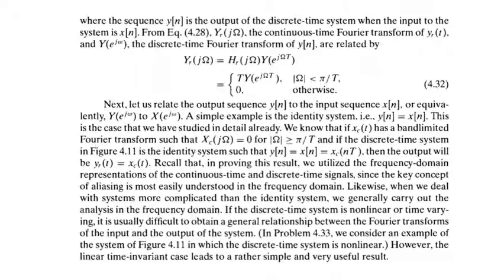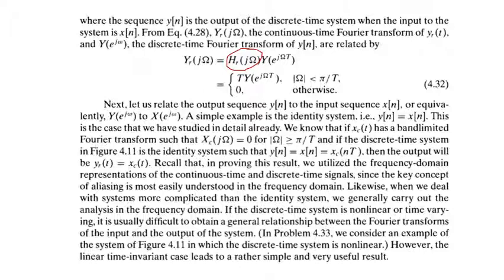So equation 4.32 is exactly what we have seen in 4.31. The 4.31 equation was of D to C in time domain. If I take the Fourier transform of yr of t, then its corresponding Fourier transform will be Y_r(e^{jω}), because this is our reconstruction filter.